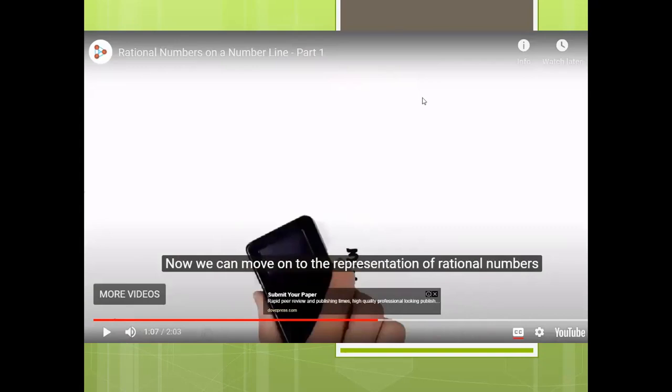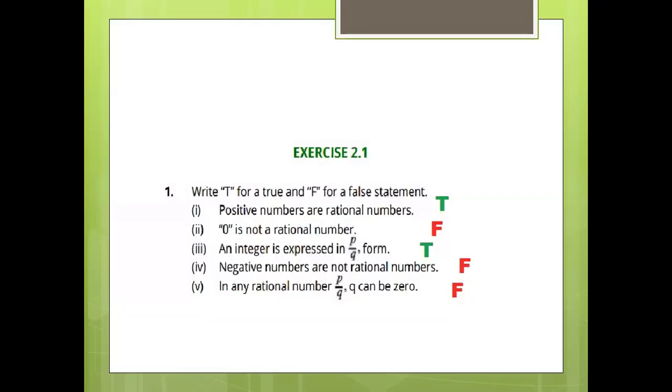But before going to do this question, we have question number 1 in which we have true false. Write T for true and F for false statement. Positive numbers are rational numbers. In the definition, I already explained that all the positive and negative numbers, including 0, make a rational number. So this statement is true.